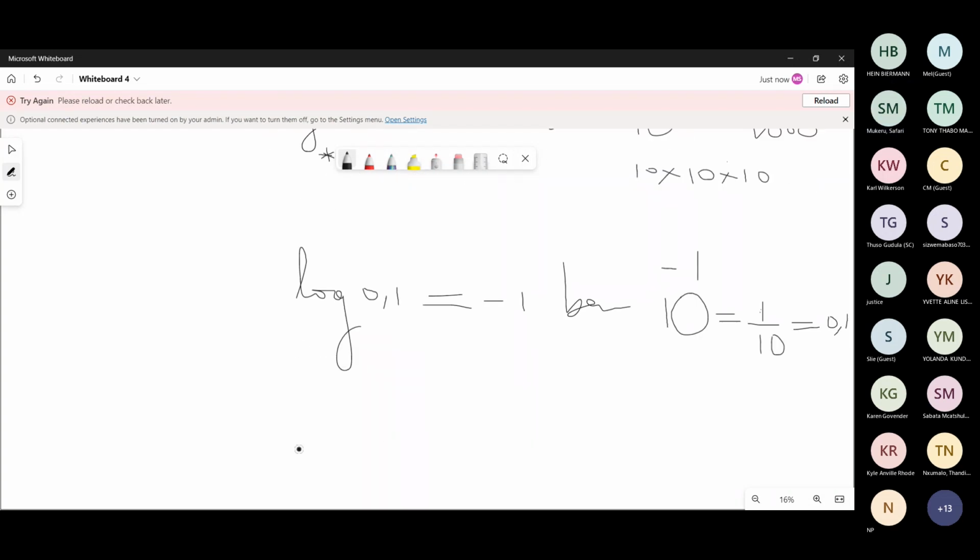Now, if the basis is this number e, 2 point something, log base e of x is denoted as ln, natural logarithm, ln of x. So this is a special notation for the logarithm when the basis is this magic number e. Are you with me, please?